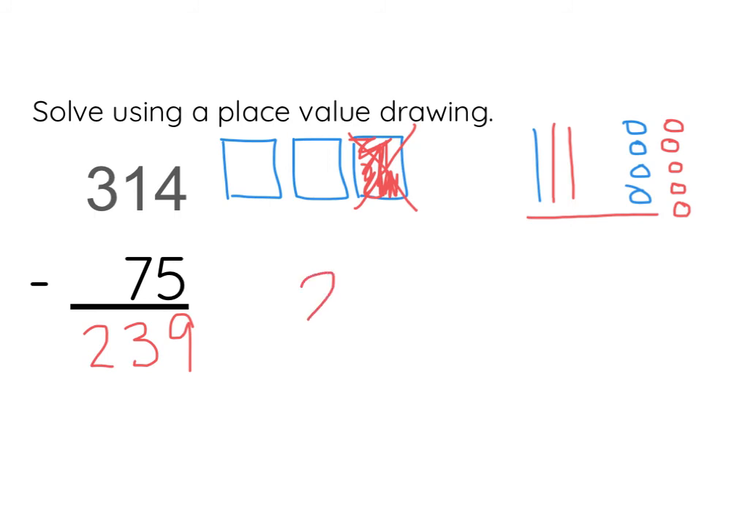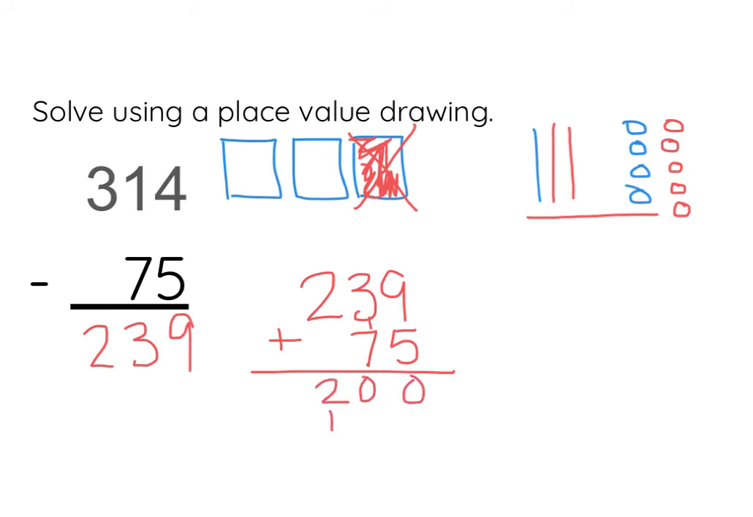Again, you could always check your answers. If I added 239 plus 75, we have 200. 30 plus 70 equals another 100. And 9 plus 5 equals 14. So that equals 314.